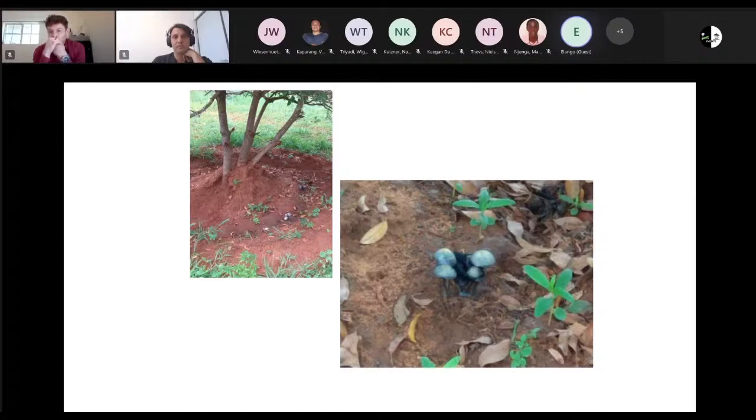This is the biochar we applied at the bottom of the tree. You can see some small mushrooms.